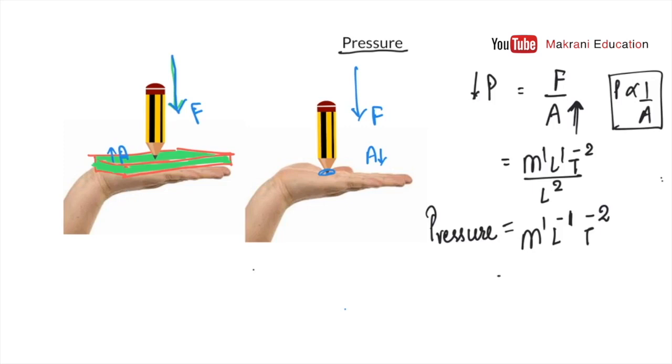Its unit is Newton per meter square, and it can also be called Pascal. Hope you have got this unit. Let us see our next unit.